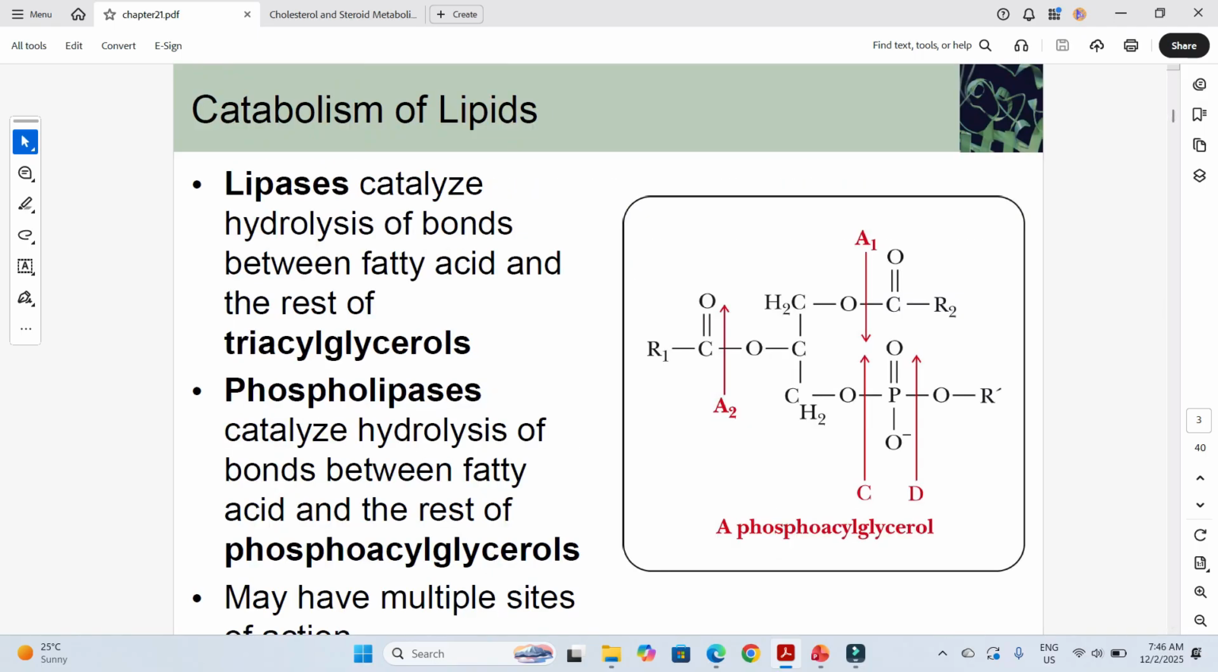What am I talking about? So here, phospholipases catalyze hydrolysis of bonds between fatty acids and the rest of the phosphoacylglycerol. So for example, you have here phospholipase A1, which cleaves the bond between the fatty acid that is linked to the terminal carbon in glycerol. Alright, so it cleaves the ester bond between the fatty acid and the hydroxyl group of glycerol found in its terminal carbon.